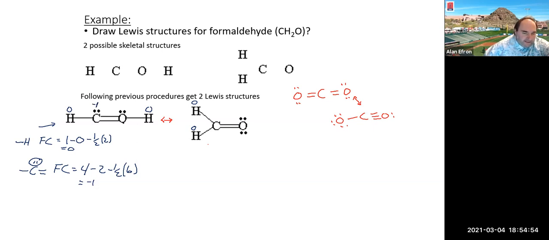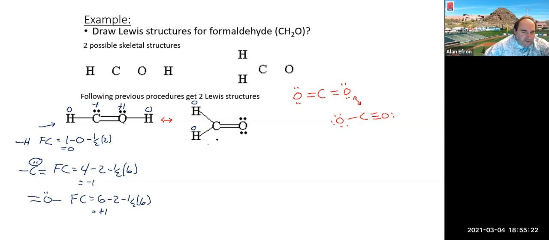Let's take a look at this oxygen, which is here. That oxygen has a double bond and a couple of electrons there and there. So the formal charge would be 6 minus 2, minus 1/2 of 6. That's going to be 6 minus 2, which is 4, minus 1/2 of 6, which is 3. That is going to give us a plus 1 on this atom.